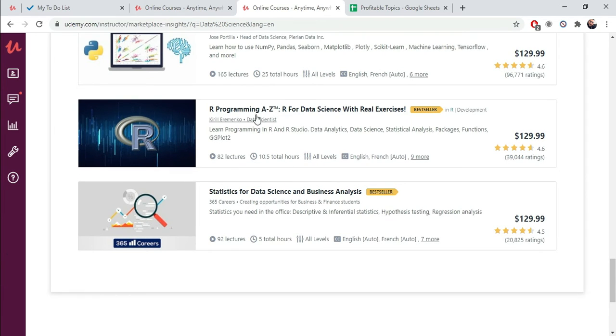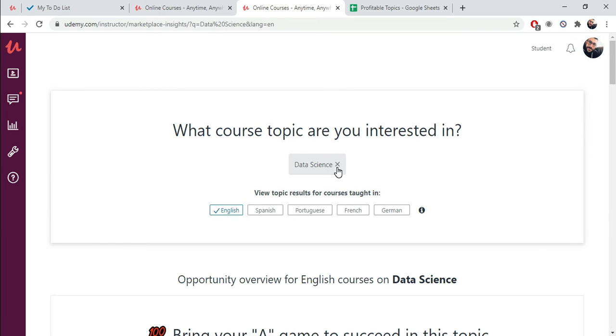Okay, A to Z, real data science, real exercises. Okay, programming 10.5. Okay, so this person is able to compete with a course that's only 5 hours, while he has another course that's much longer. But I'm not suggesting you do the same thing. If your course is going to be about data science, I recommend you create a lengthy course. That's the most profitable course that I have seen personally.